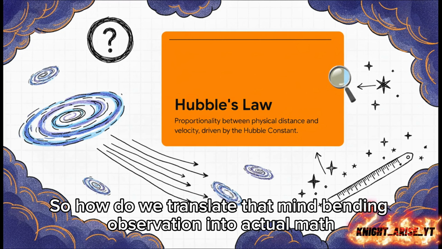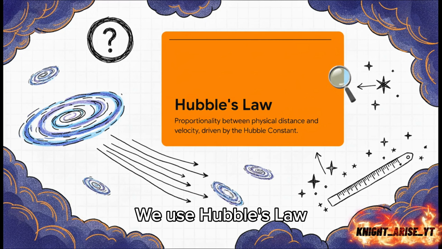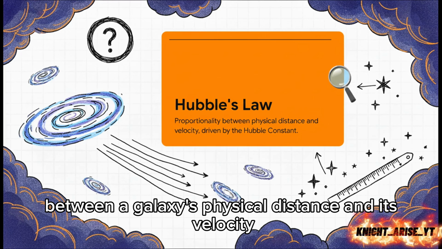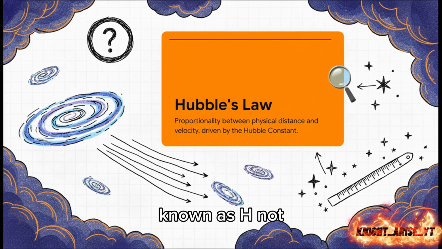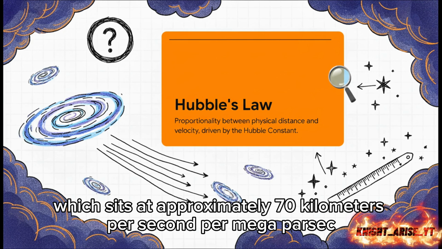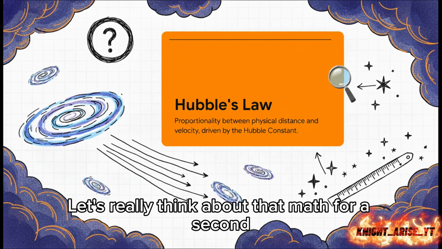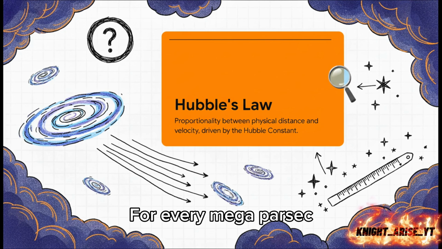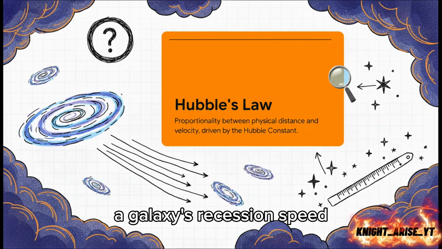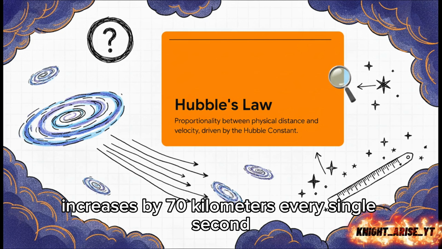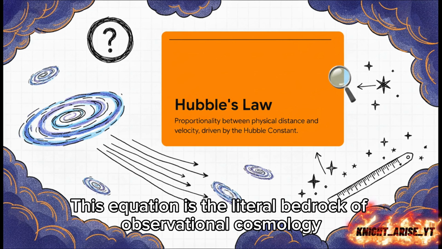So how do we translate that mind-bending observation into actual math? We use Hubble's law. This defines the direct proportionality between a galaxy's physical distance and its velocity. And the engine driving this equation is the Hubble constant, known as H0, which sits at approximately 70 kilometers per second per megaparsec. Let's really think about that math for a second. For every megaparsec, which is roughly 3.26 million light years of distance, a galaxy's recession speed increases by 70 kilometers every single second. This equation is the literal bedrock of observational cosmology.